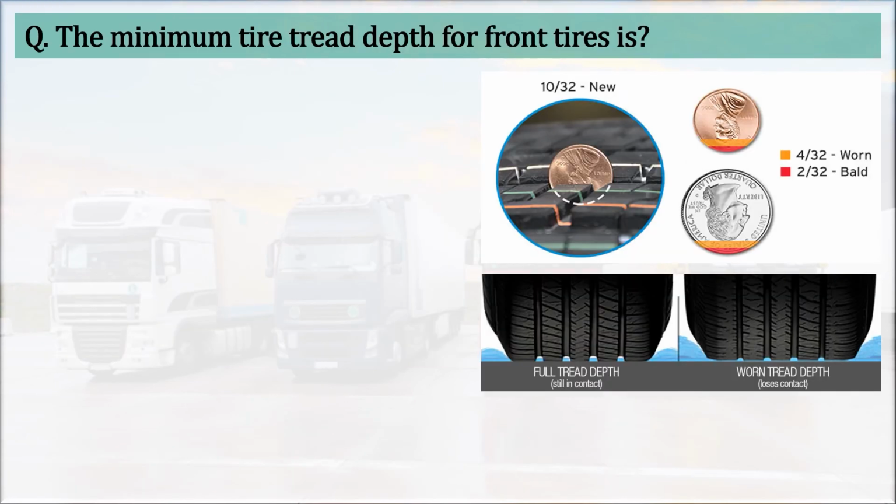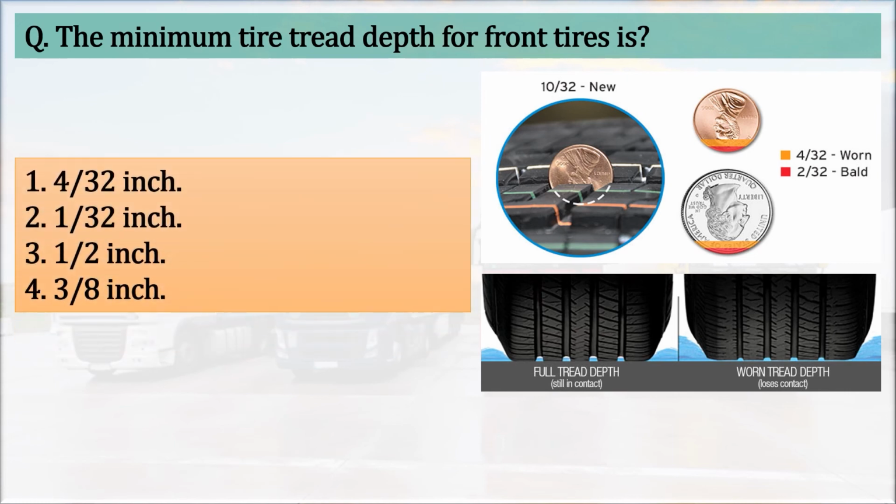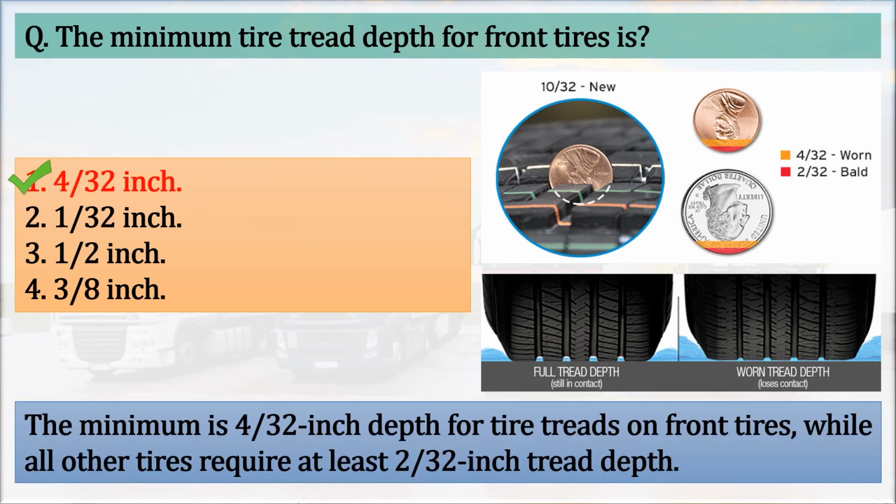Question: the minimum tire tread depth for front tires is? Option number 1, 4/32 inch. Option number 2, 1/32 inch. Option number 3, 1/2 inch. Option number 4, 3/8 inch. The answer is option number 1, 4/32 inch.